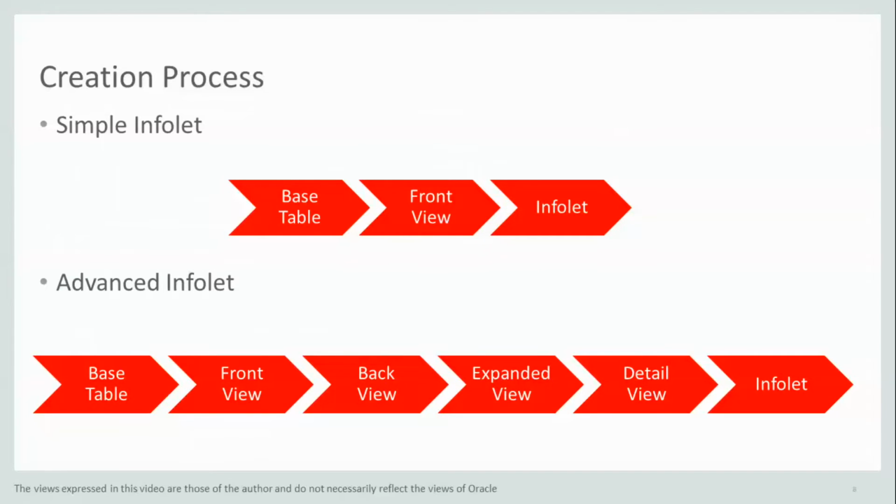We will start off with a base table, then make a front view and a back view, an expanded view, even the detail view, and assemble it all into an infolet on the homepage. One last thing before we get started though. The content for all the views is made using the BI tools in Oracle Sales Cloud. The infolet itself though is being configured in Sales Cloud itself.